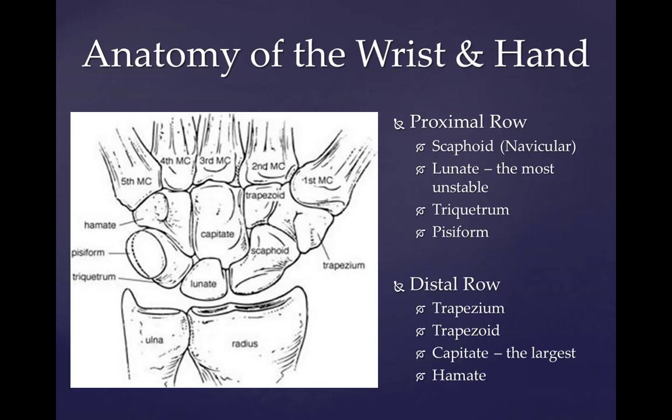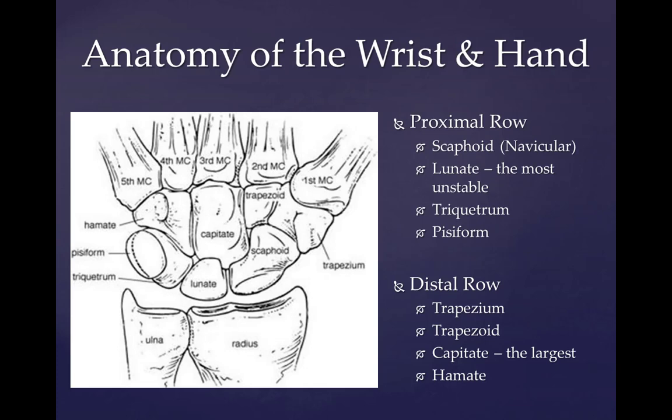Mnemonics for the carpal bones are numerous and useful for memorizing the order and location of the carpal bones. They usually describe the position of the carpal bones from lateral to medial or thumb side to pinky side in the proximal row and then the distal row.